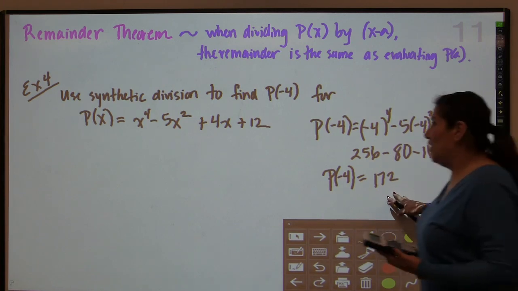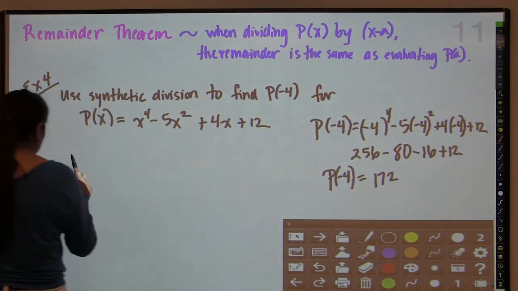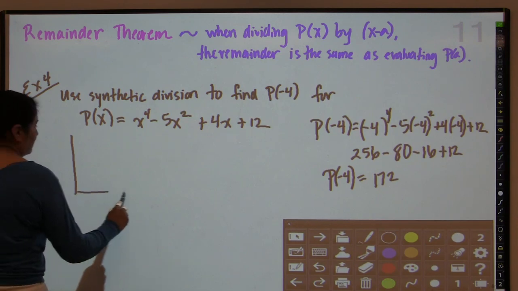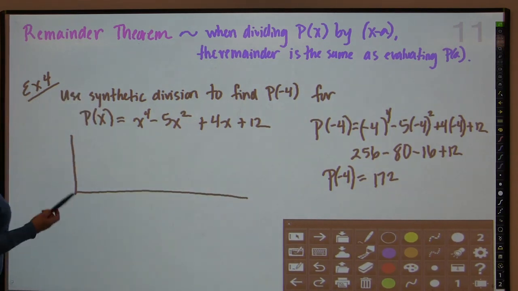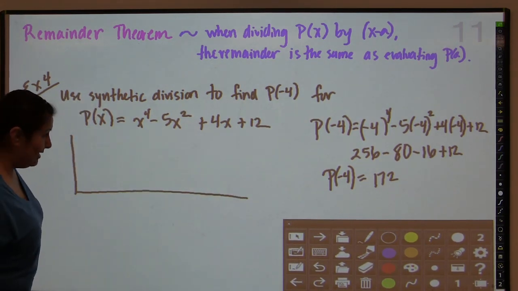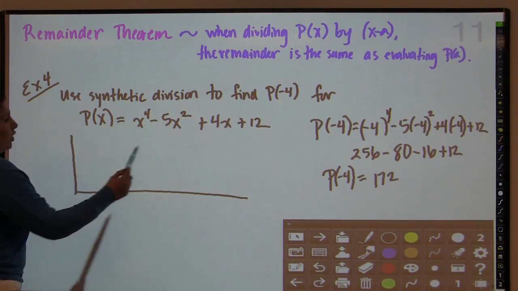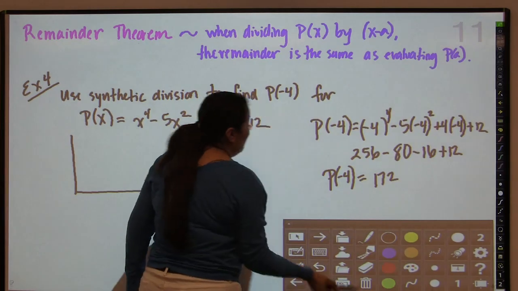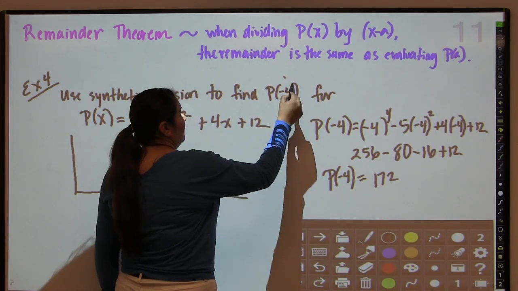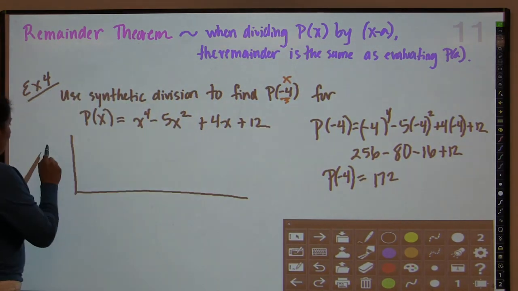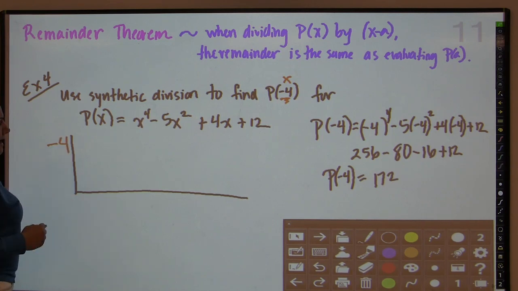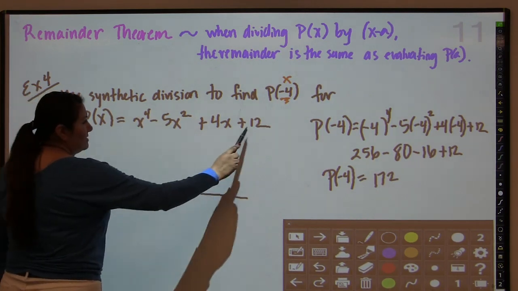Well, wouldn't you know it, with synthetic division, I get a similar answer. So A, you get to see me do synthetic division again, and B, you get to see how this works. Okay? So we're going to take our negative 4, which is the x value, and we're going to put that out here, negative 4.